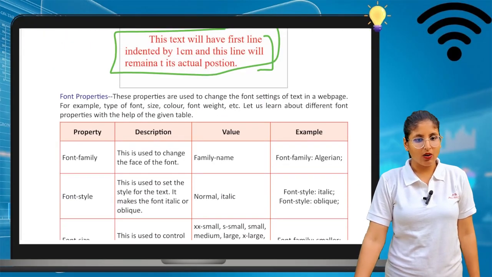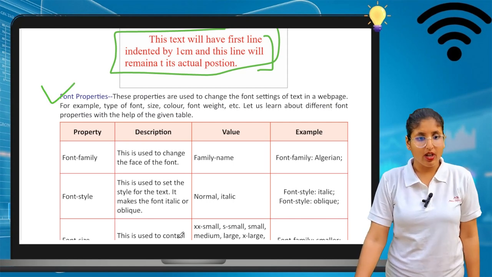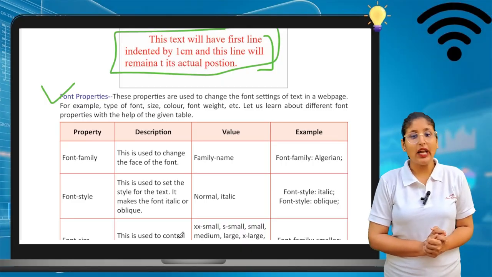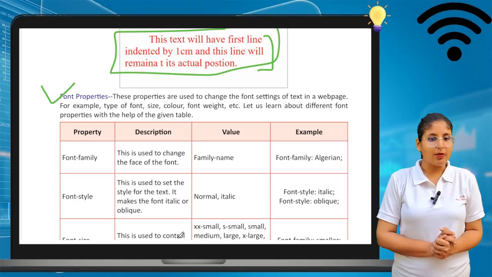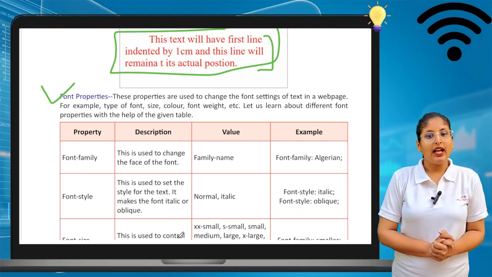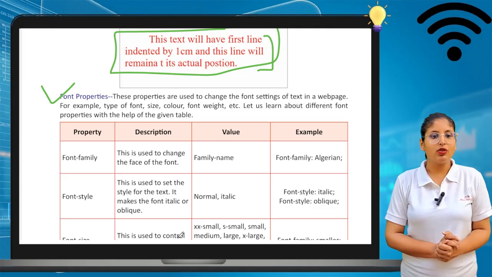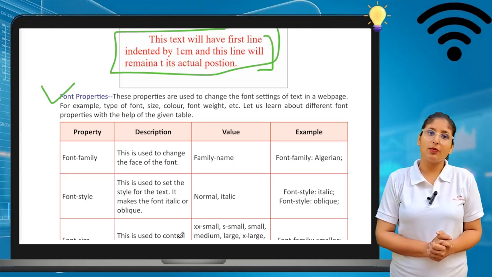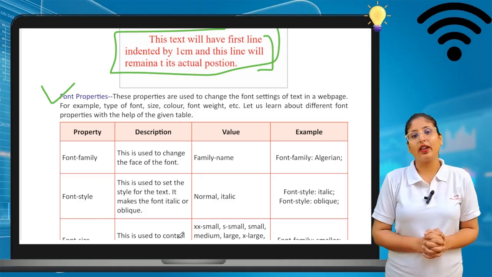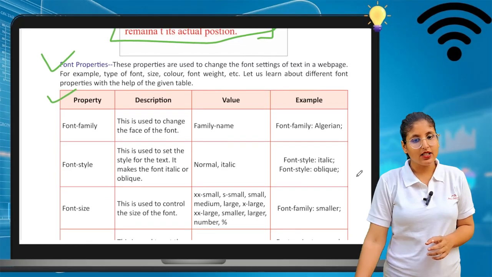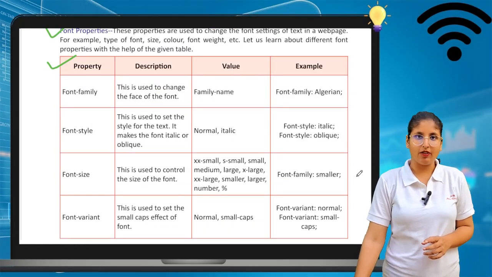Now we will see font properties, like font style, whatever you want. These properties are used to change the font settings of the text in a web page, for example type of font, size, color, font weight, etc. Let us understand the different font properties with the help of the given table. So the table is mentioned. With the help of the table, we will see how we can arrange our font style. These are the properties, and descriptions, values, and examples are given below.